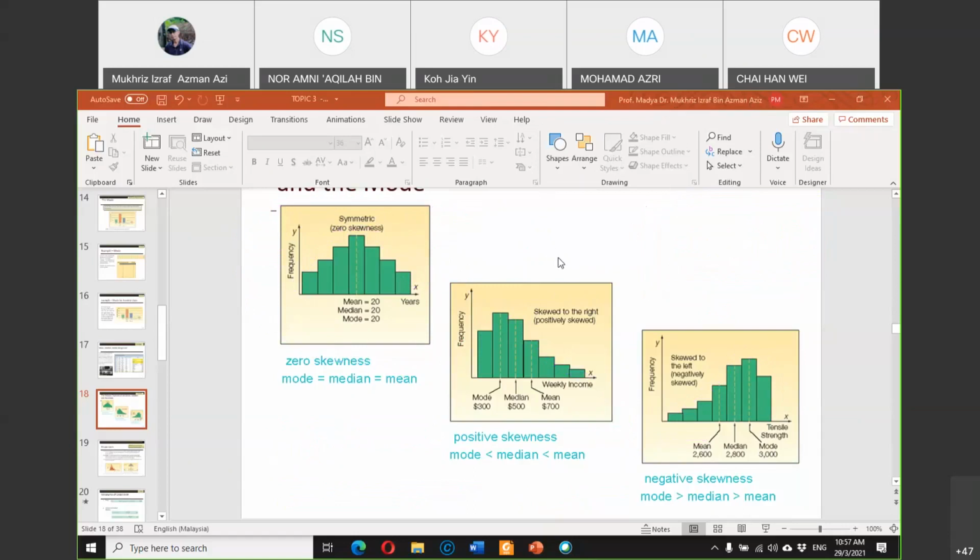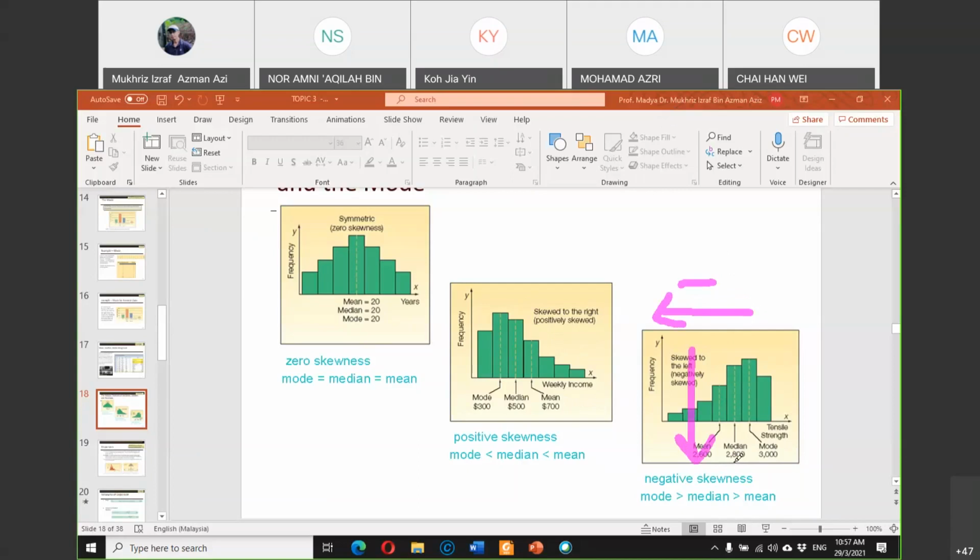If you get confused whether it is positive or negative, if this is positive, where is the mean? If you understand the concept of mean, you add everything. Positive skewness is extremely large values, so of course the mean will be pulled to the right. Negative skewness, the data has extremely small values, so the mean will be pulled to the left.